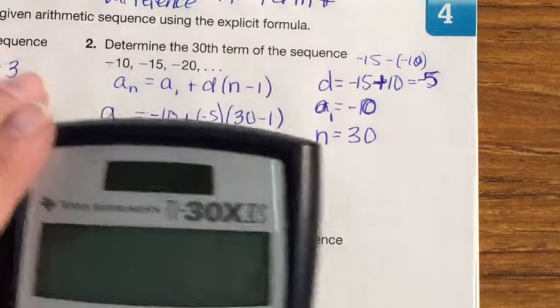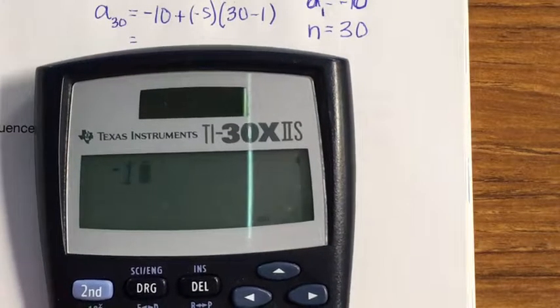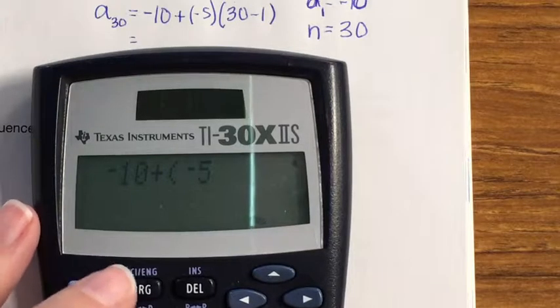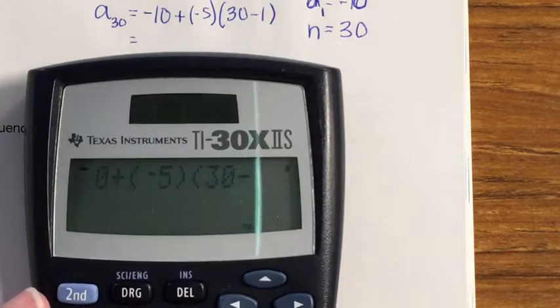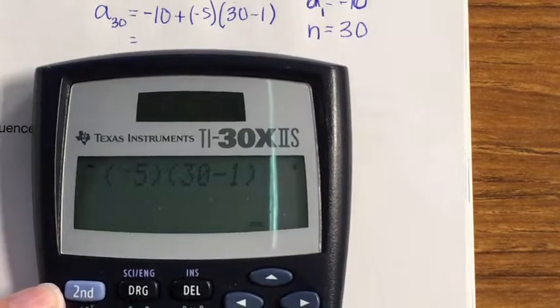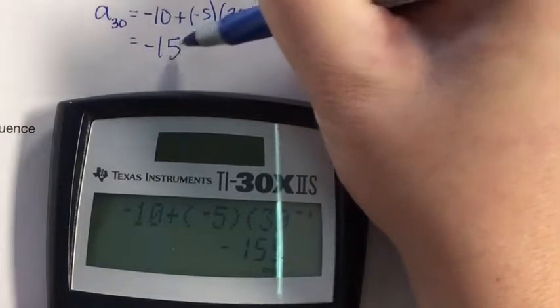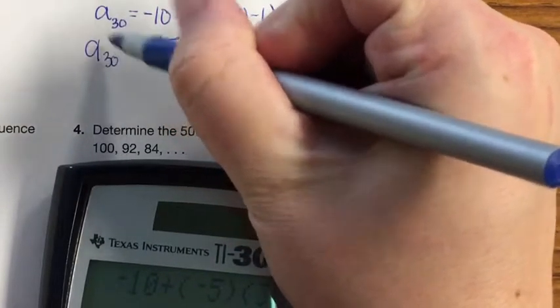So then you can just type it in your calculator, which I recommend doing. So negative 10, plus parentheses negative 5, parentheses 30 minus 1. And your graphing calculators should look almost exactly like this when you're doing it. And then you should get negative 155. So that means that the 30th term is negative 155.